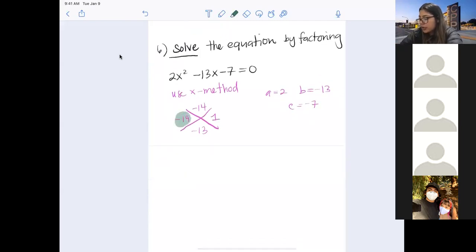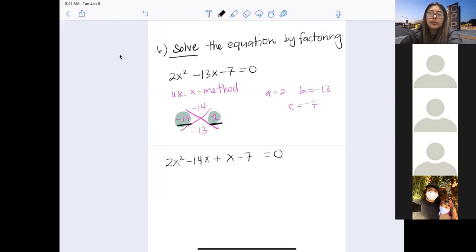Now I'm going to use these numbers to extend. Why do I need to extend? Because a is greater than 1. It's not equal to 1. So this becomes 2x squared minus 14x plus x minus 7 equals 0. I replaced the negative 13x by negative 14 and 1. You have 4 terms, so you group. You factor out 2x from the first two. You might say there's nothing I can factor from the other two. Well, there's always something. There's always a plus 1.